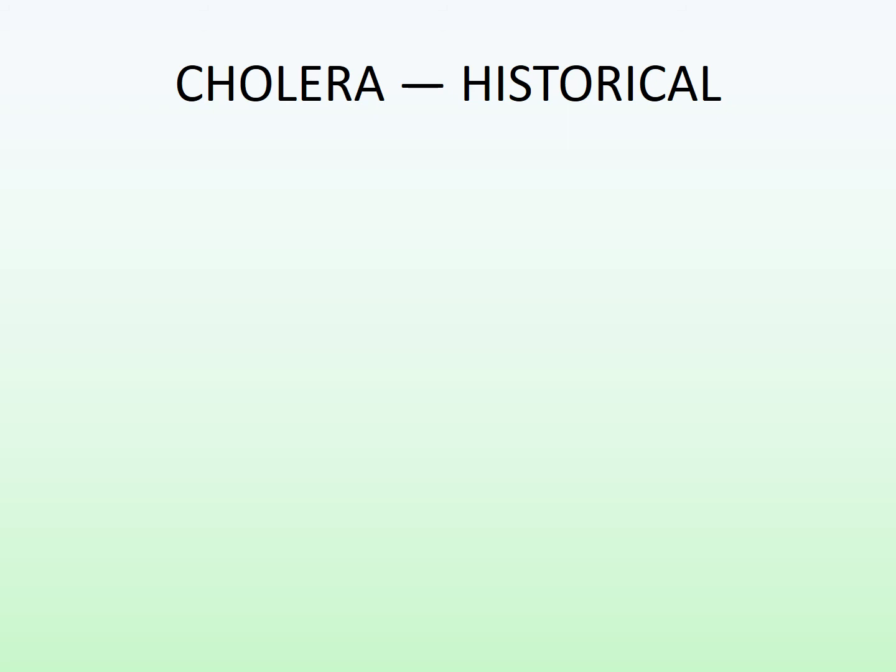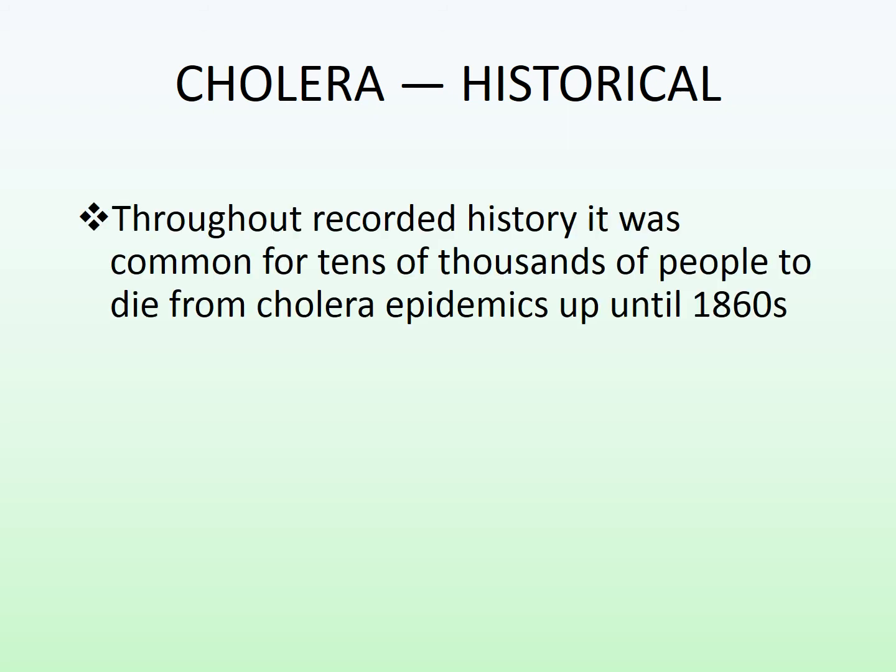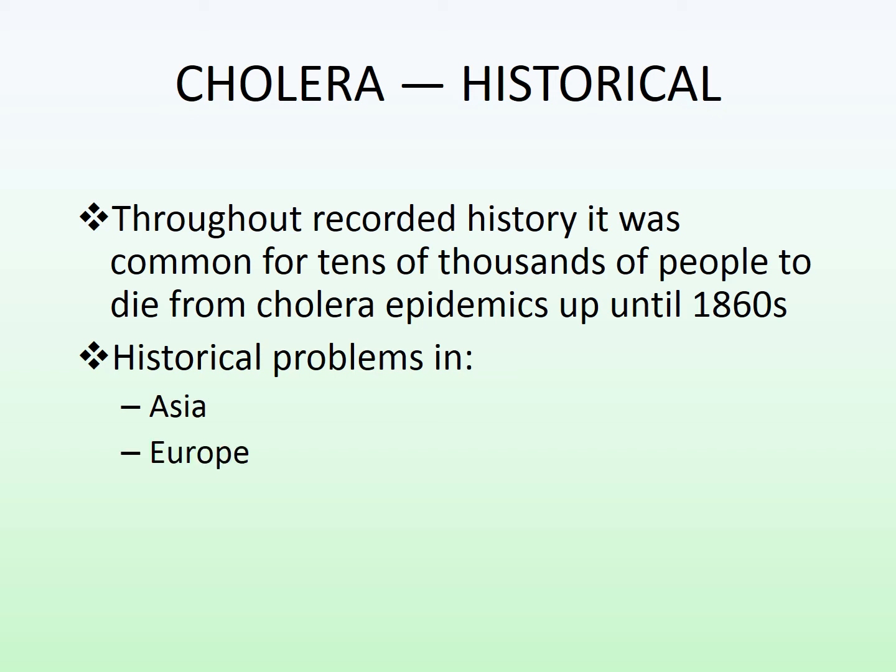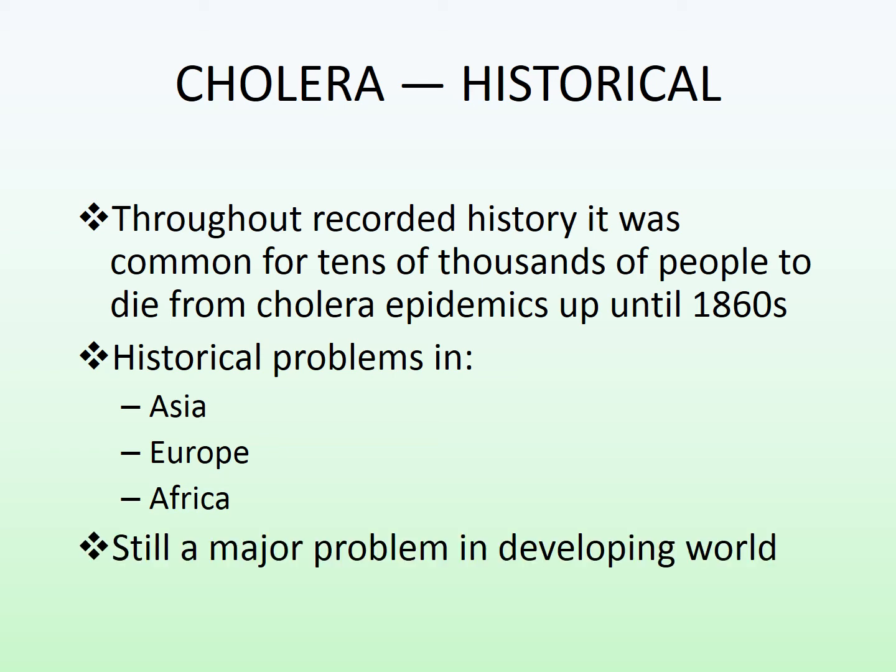Historically, if we take a look at cholera, throughout recorded history, it was common for tens of thousands of people to die from cholera epidemics. Epidemics from the beginning of time all the way through the 1860s were pretty common. We've seen historical cholera problems throughout the world. We've seen these epidemics in Asia. We've seen them in Europe. We've seen them in Africa. And even today, there's still a major problem in the developing world.